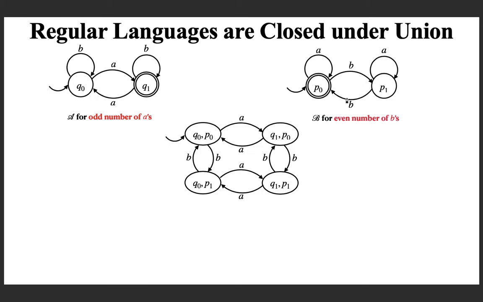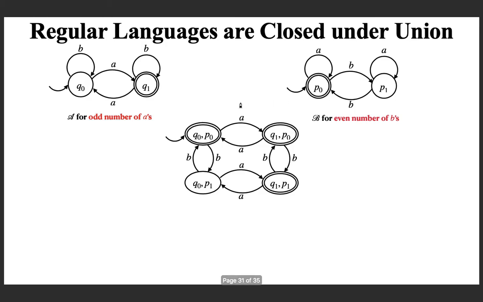So how will you decide the final states? And that is the only difference. In the previous case, we decided a state as final if the first one is a final state from the first automaton and the second one is a final state from the second automaton. And that's because we wanted both the automata to accept. But here we can accept if either A accepts or B accepts. So a state is final if the first one is a final state from the first automaton or the second one is a final state from the second automaton.